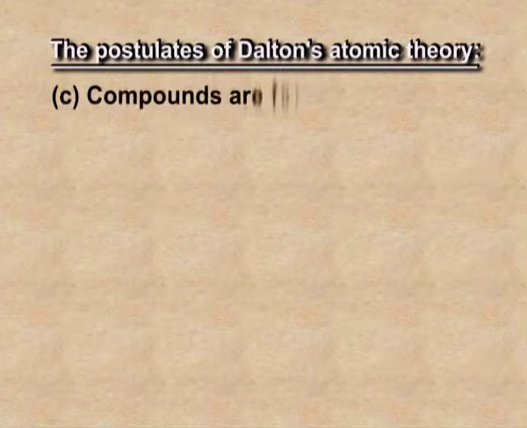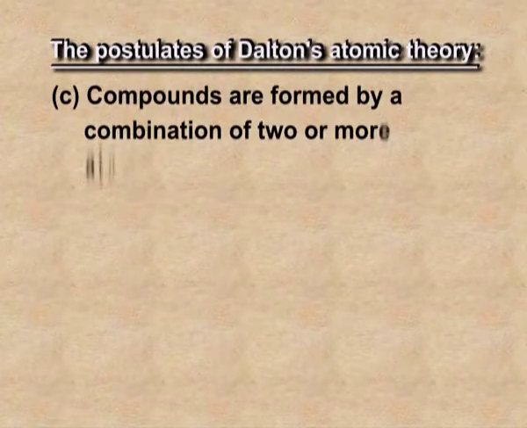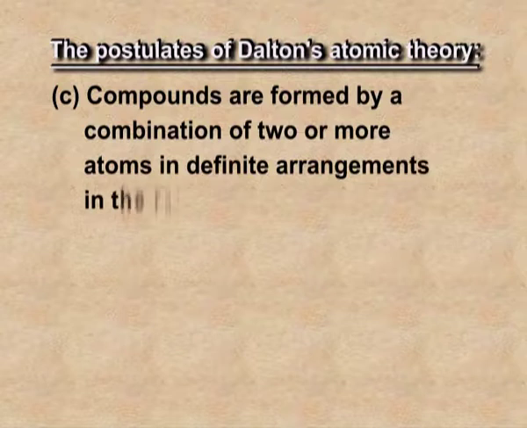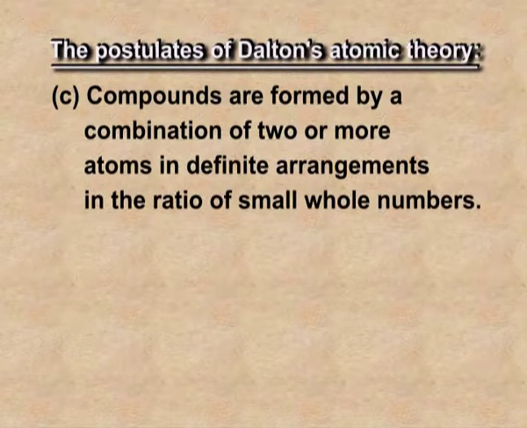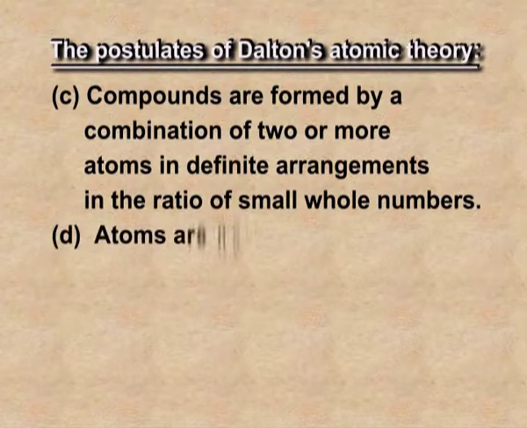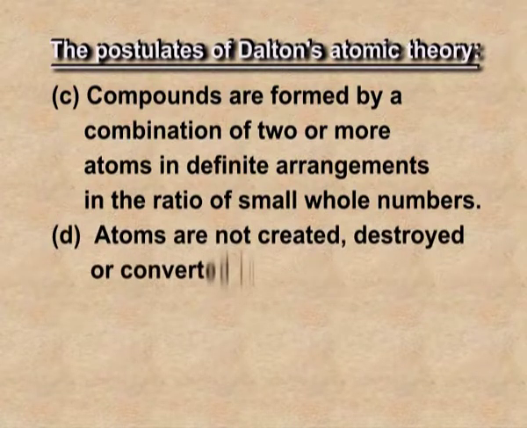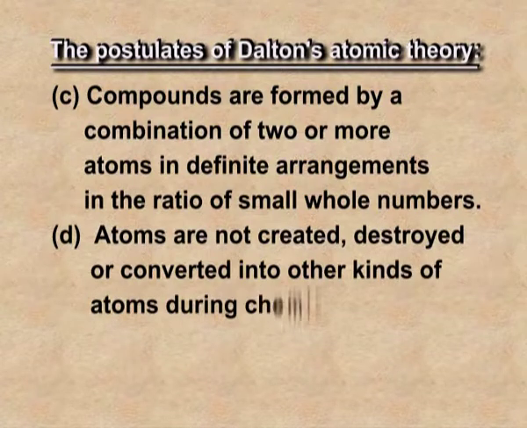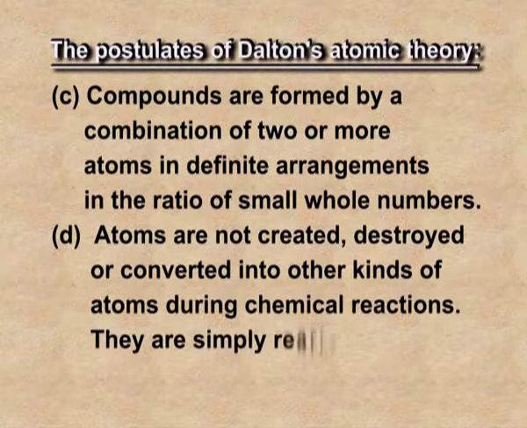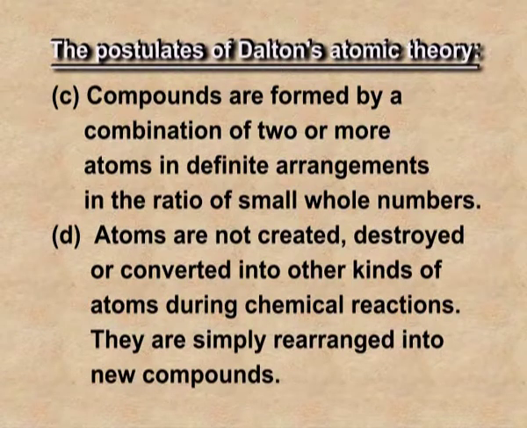Third, compounds are formed by the combination of two or more atoms in definite arrangements in the ratio of small whole numbers. Fourth, atoms are not created or destroyed or converted into any other kind of atom during a chemical reaction. They are simply rearranged into a new compound. Atomic mass and molecular mass. To do the chemical calculations, we must know what it is.